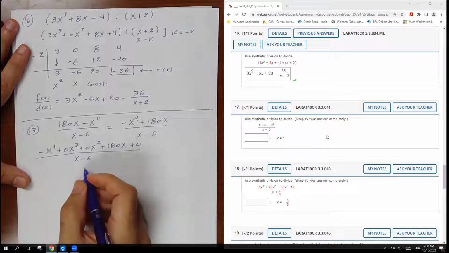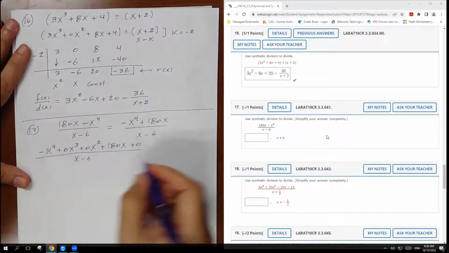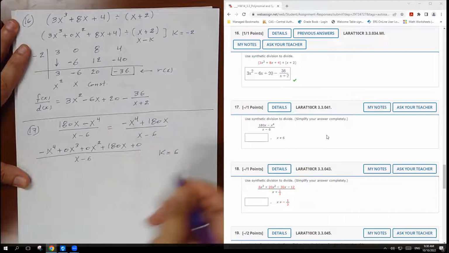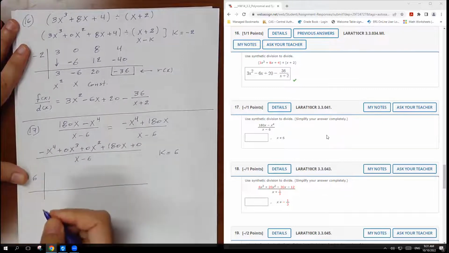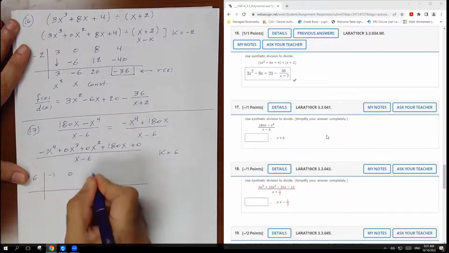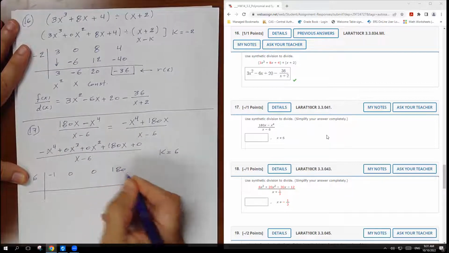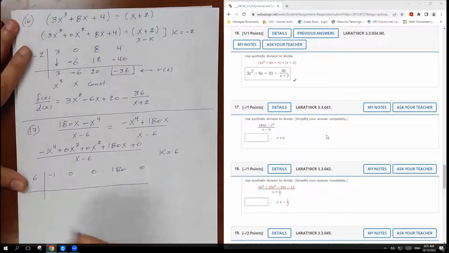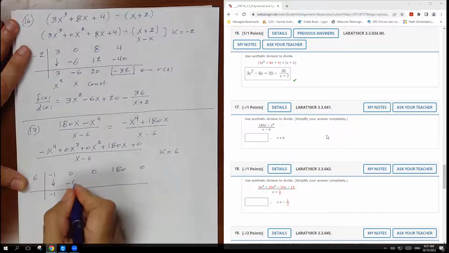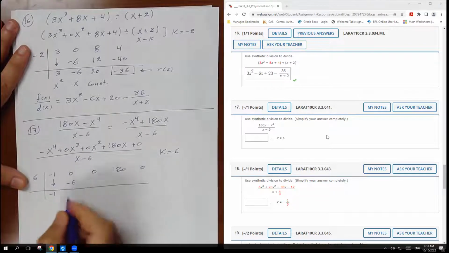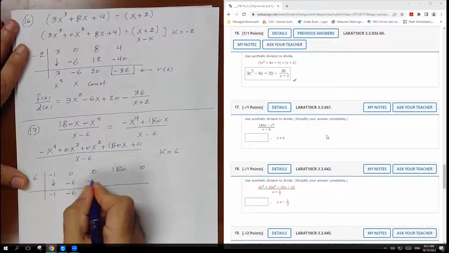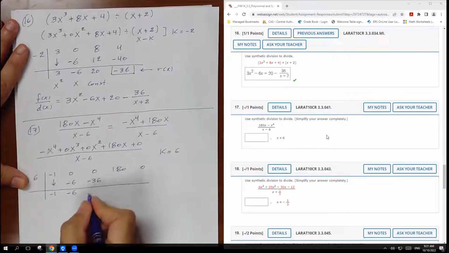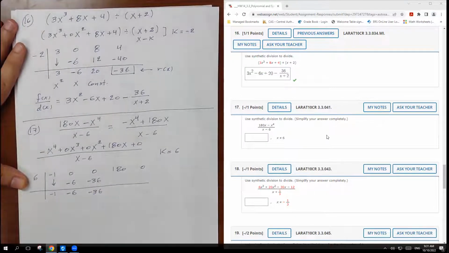Here k equals 6. So I'm going to divide by 6. Here is negative 1, 0, 0, 180, and 0. Write down the first number, which is negative 1. 6 times negative 1 is going to be negative 6. 0 plus negative 6 is going to be negative 6. 6 times negative 6 is going to be negative 36. Add these together, it's going to be negative 36.